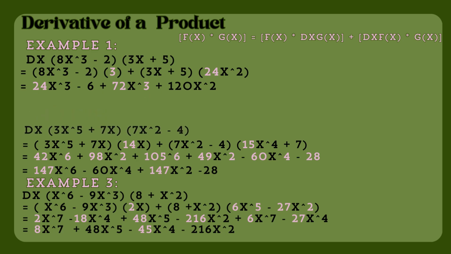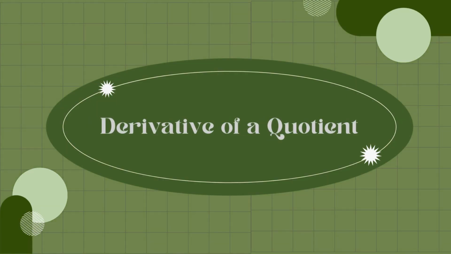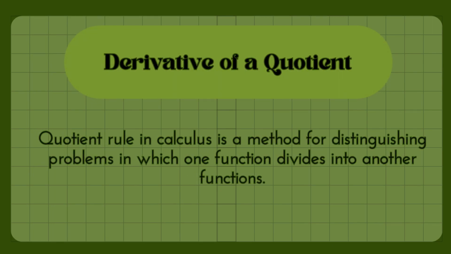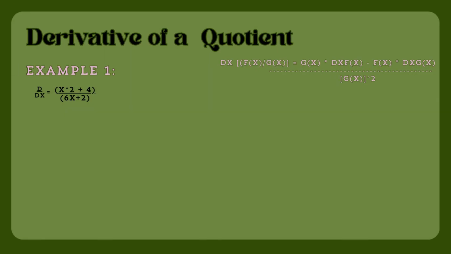Another part of differentiation formulas is the derivative of a quotient. The quotient rule in calculus is a method for differentiating problems in which one function is divided by another function. The derivative of a quotient in calculus is found using the quotient rule. To help you understand it better, let me show you this example. Given the derivative of x squared plus 4 all over 6x plus 2.